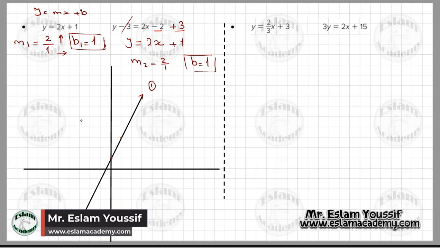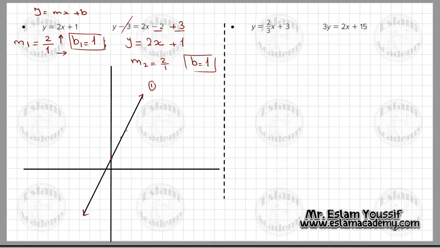Now we need to graph equation number 2. You will find that the y-intercept equals 1 and we have the same slope. So once we have the same slope and the same y-intercept, you will find that we have the 2 lines drawn in the same place. Once we have the 2 lines drawn in the same place, it means we have an infinite number of solutions.